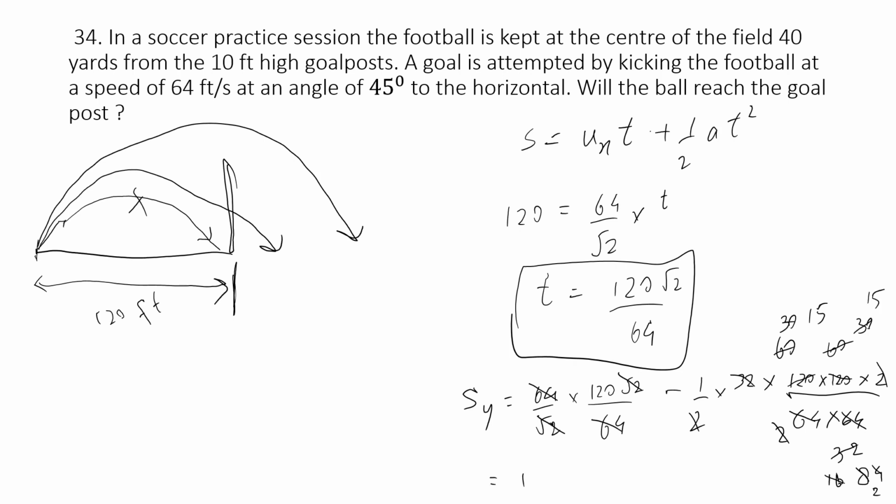It comes to 120 minus 225 by 2, and 225 by 2 is 112.5. So 120 minus 112.5, it is 7.5. So the ball reaches 7.5 feet. So this is definitely inside the goalpost. Therefore, the ball will reach the goalpost. Thank you.